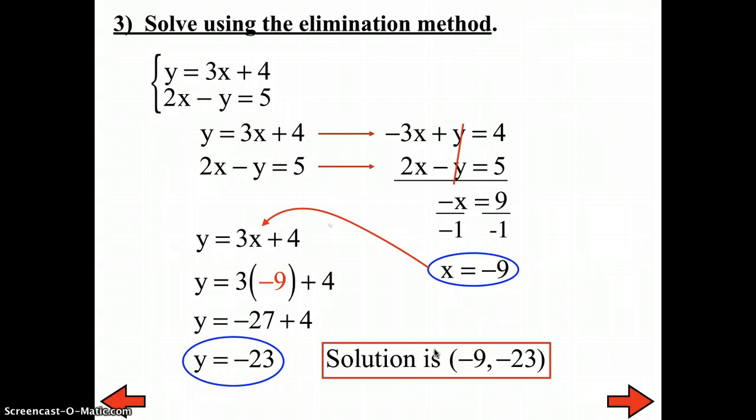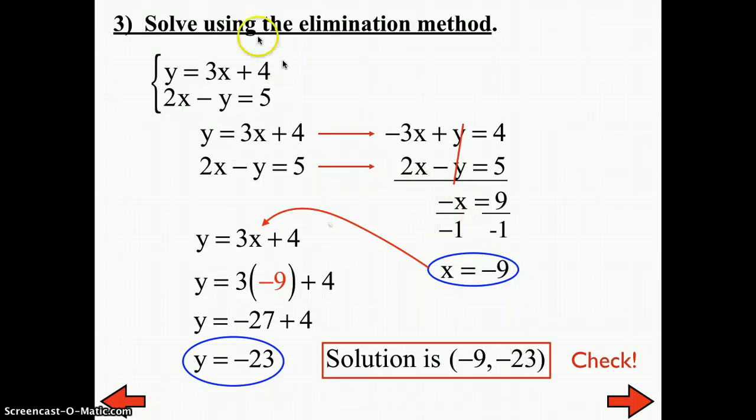But again, before you leave this problem, you need to make sure you check your work. It's going to be a requirement on your homework. If you don't, you're not going to get full credit. So please make sure you check your work. How do you do that? You're going to plug in negative 9 for all the x variables, and you're going to plug in negative 23 for all your y variables.